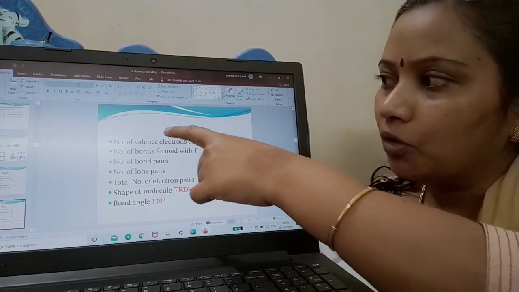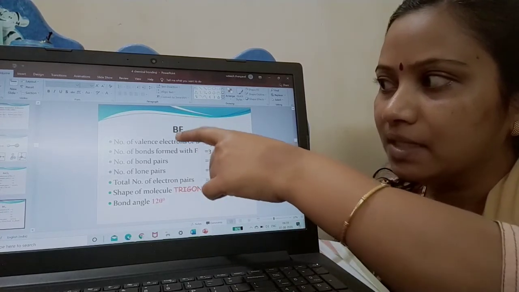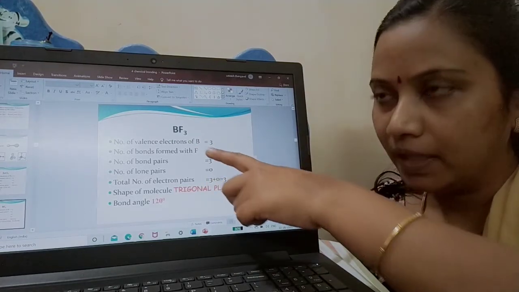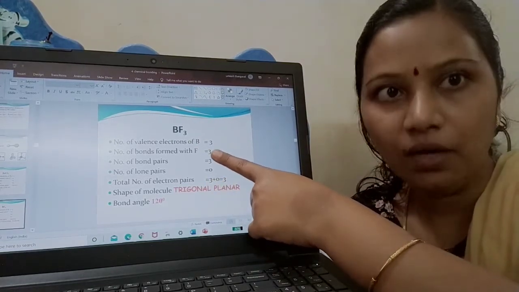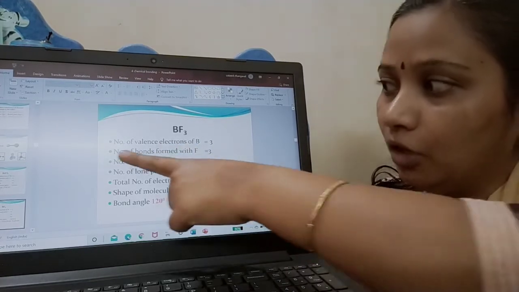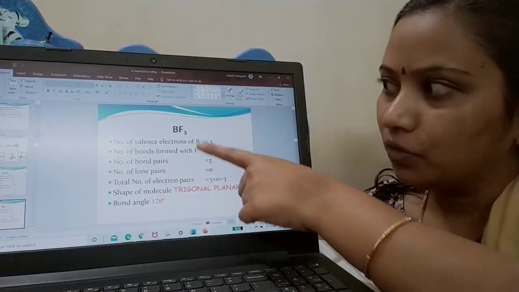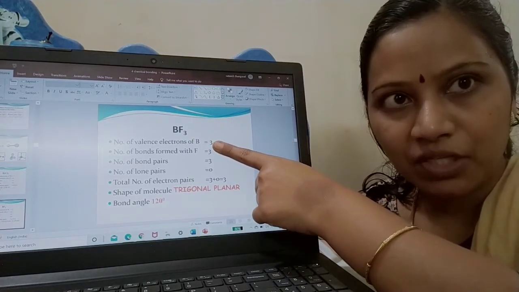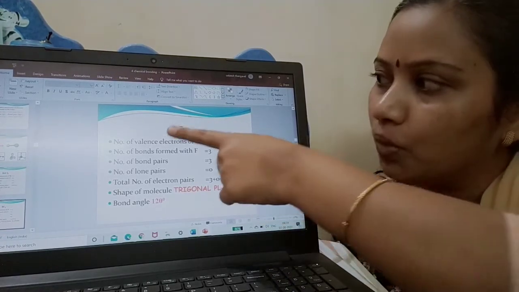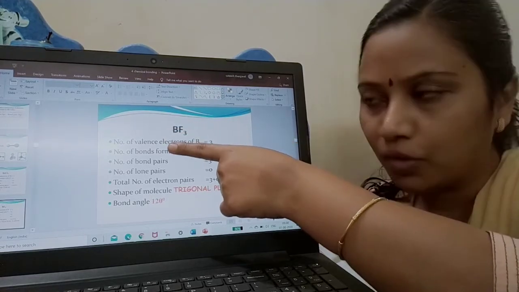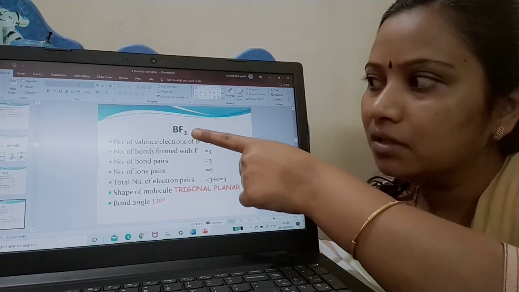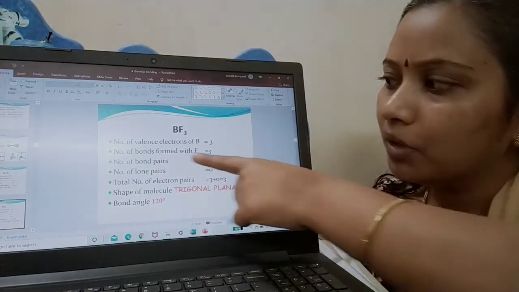In BF3, how many electrons are present in the central atom boron? It is 3. The number of electrons present in the valence shell of boron is 3. Now how many bonds can it form with fluorine? How many fluorine atoms are there? 3. So boron can form an electron pair with the 3 atoms of fluorine. So the number of bonds is 3.